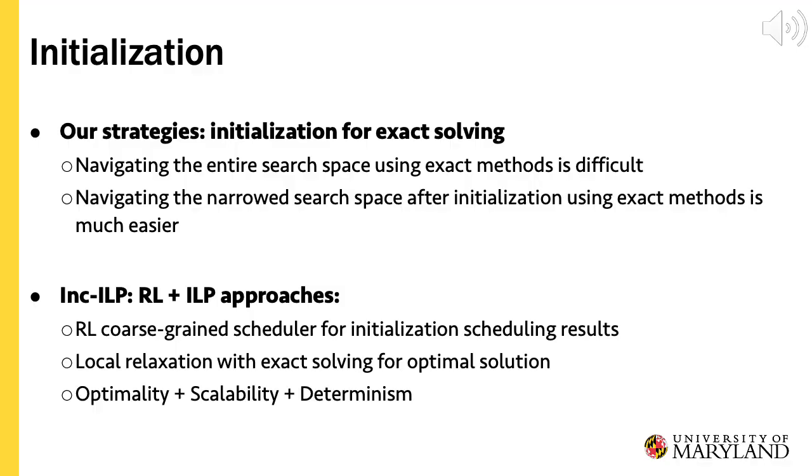Our answer is initialization. As we all know, navigating the entire search space of a combinatorial optimization problem using an exact method is difficult. But what if we utilize initialization to prune the search space? By doing so, navigating the narrowed search space after initialization will be much easier. Our framework is IRP. It employs a reinforcement learning-based scheduler for coarse-grained initialization. We introduce a method to relax the search space, then use the exact method to pinpoint the optimal solution. Our framework provides optimality, scalability, and determinism.